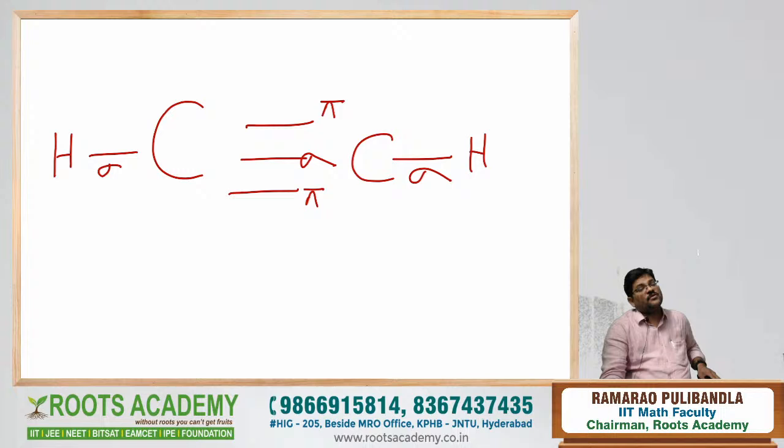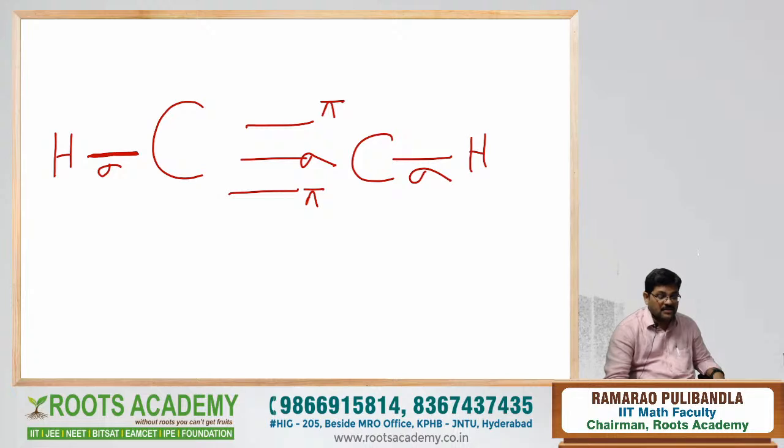Why in hybridization do we count only sigma bonds? Because sigma bonds are head-on overlapping. Hybrid orbitals overlap head-on to form a sigma bond. It's a single bond, a sigma bond. Two sigma bonds are there, which means four electrons, so sp hybridization is available.